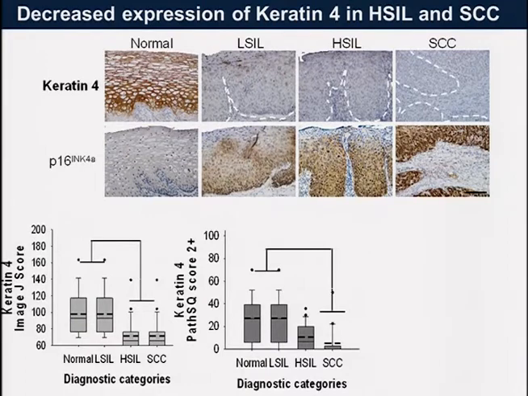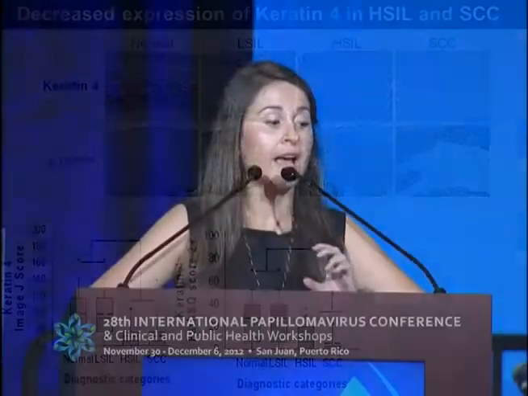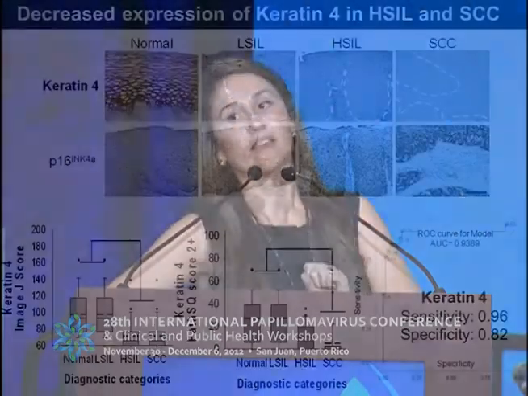Here in this box plot, we have the quantification by both scoring methods. The light gray is according to the ImageJ scoring system, and the dark gray according to the pathology SQ. So what we were able to identify is that the expression of keratin 4 was statistically decreased in HiCIL and almost lost in SCC by both scoring systems. And this decrease in the expression of keratin 4 was lower in HiCIL and SCC versus the normal and benign lesion.